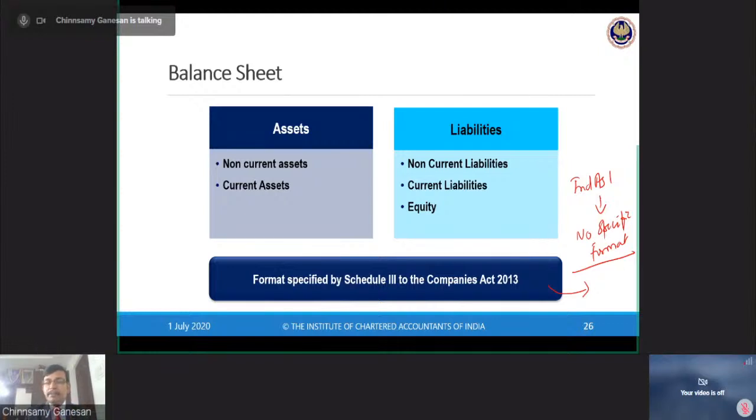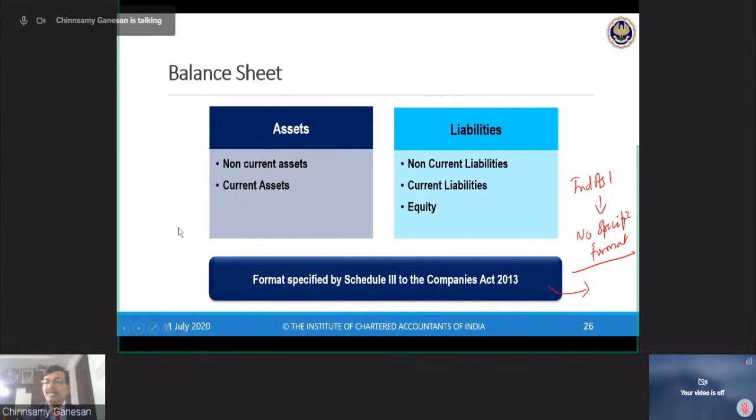This is what you have to keep for your balance sheet, P&L, statement of changes in equity, your cash flow statement, and of course your notes to accounts. Everything should be based on the Schedule 3 requirement because the format is prescribed under the Companies Act. And Ind AS 1 is notified as part of the Companies Act. So the format has to be applied in preference to the overall framework given by Ind AS 1. This is an interesting point which you have to keep in your mind.